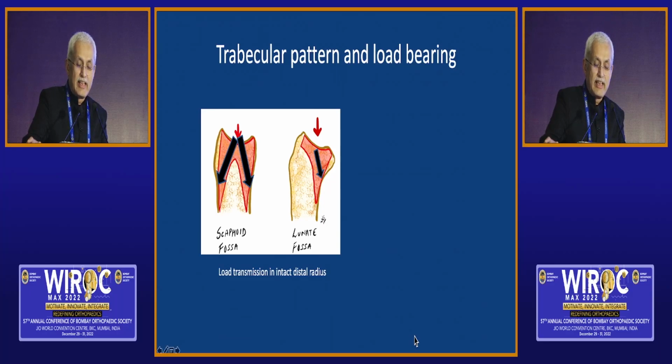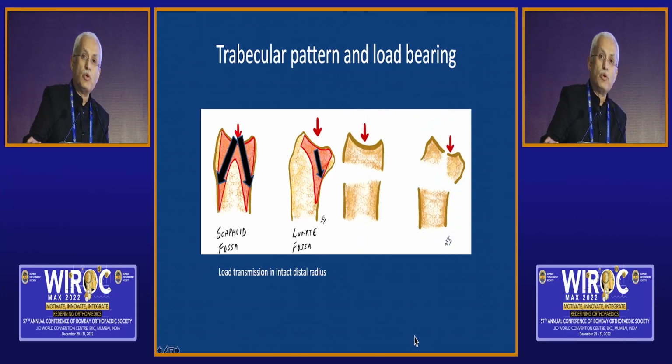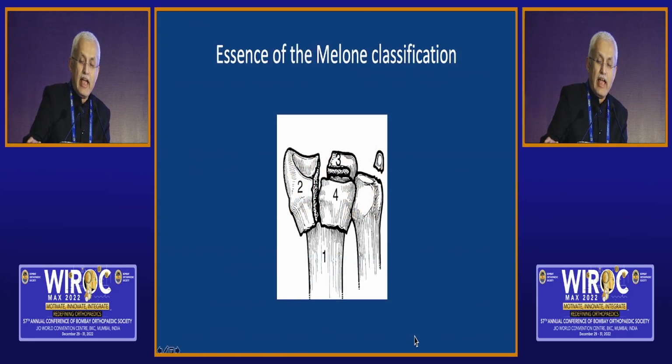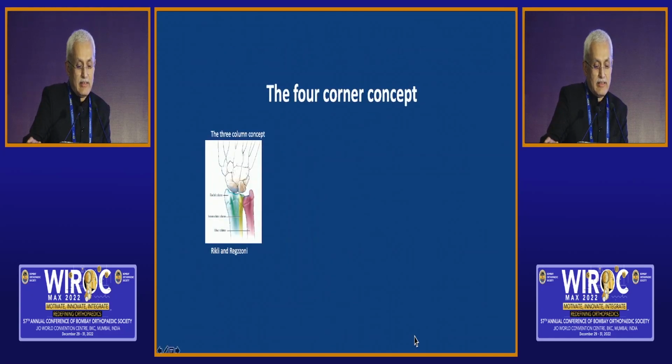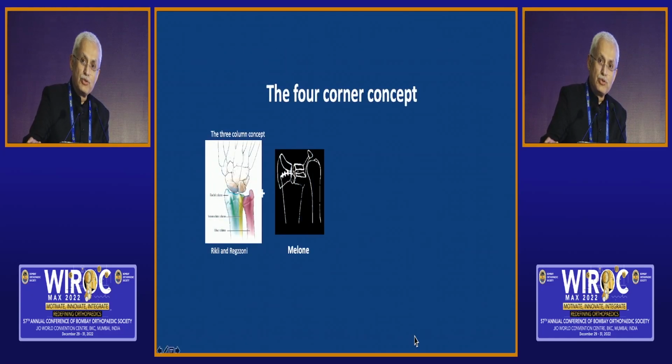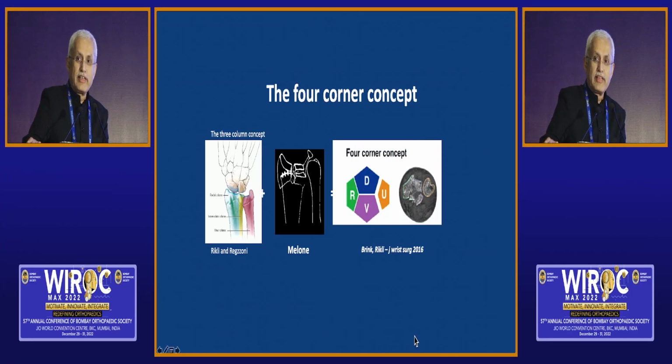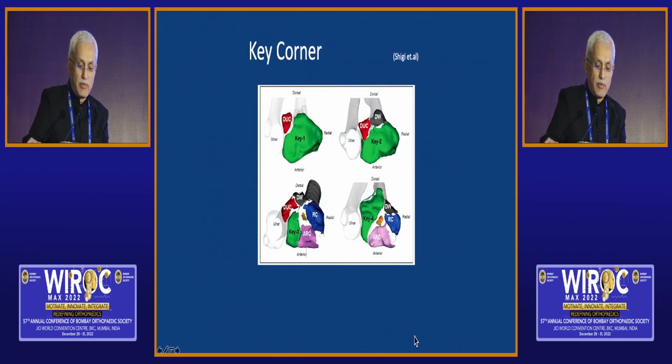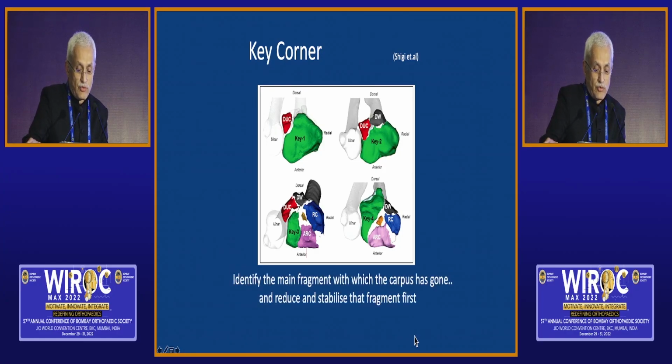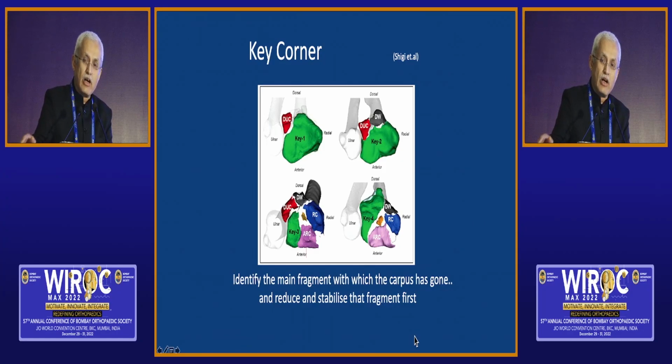So we need to understand how forces go when the bone is intact, how forces would then act when the bone breaks. And that is what Melanie said. Then there was the columnar concept. Putting the two together, you get the four-corner concept, which draws your attention to all four corners that are very important. And then, of course, what Anil was talking about, dependent upon where the ligaments are attached and which will be your key fragment. So we need to identify the main fragment with which the carpus has gone and then reduce and stabilize that fragment first and then assemble everything around it.